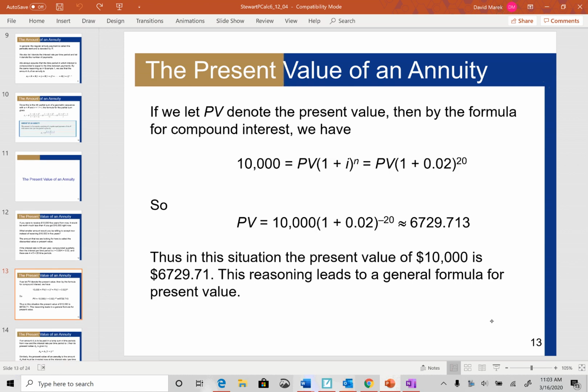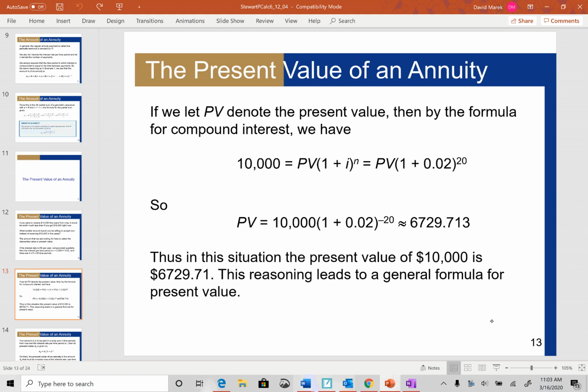So we know that the future value, the final amount, would be worth $10,000. What's the present value? 1 plus I to the n. Well, again, we just figured out I was 0.02. We know n, there's 20 time intervals. So now take this equation and manipulate it here.